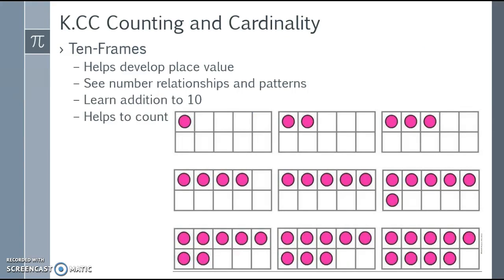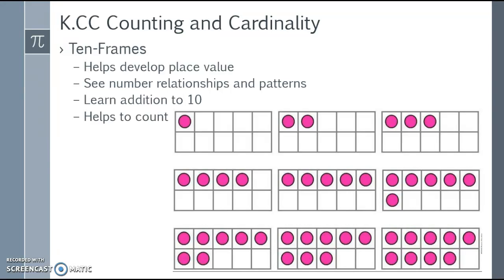Ten frames may be new for some, but ten frames are awesome, and we're going to use them a lot in kindergarten and first grade, because they help develop place value. Students can start to see number relationships and patterns, especially when we start to add to 10, or when we use double ten frames, so when we want to add to 20.